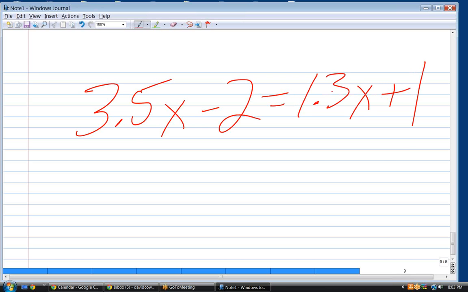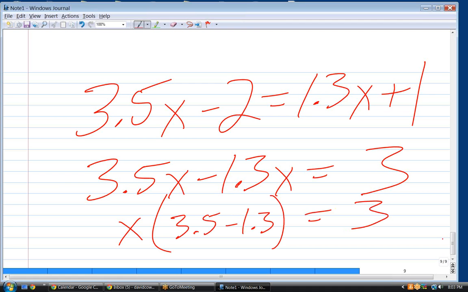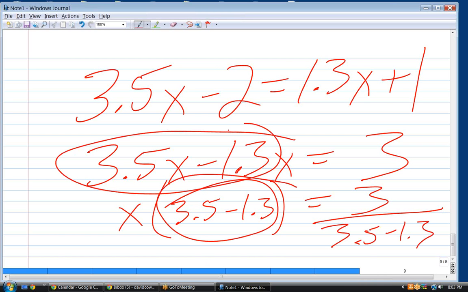If I gave you the following algebra problem. First thing you'd do would be to subtract 1.3x from this. But there's two ways I could do that. I could do it the following. I'm going to factor out an x now. I'm not going to do this subtraction. I'm going to factor out an x, and what's left behind is 3.5 minus 1.3. Now I'm going to divide both sides by this. 3.5 minus 1.3. So I'm able to solve for x without doing that subtraction, merely by factoring out x.